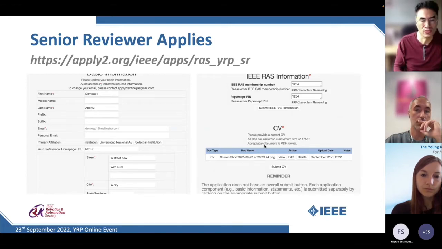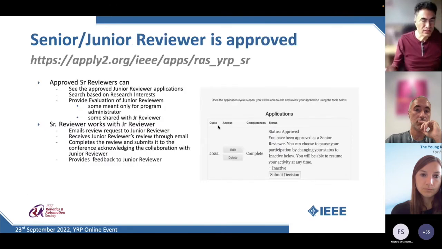We really want to find you in Paper Plaza. You should already have an account there. And once a senior reviewer and a junior reviewer have been approved, whenever you log into the system, you will see that your status is shown as approved.